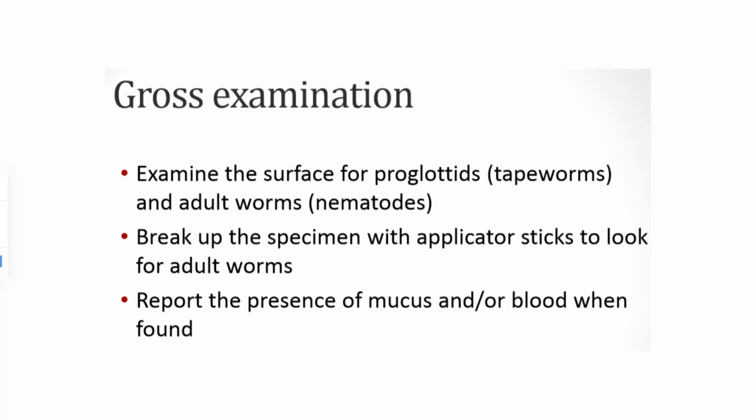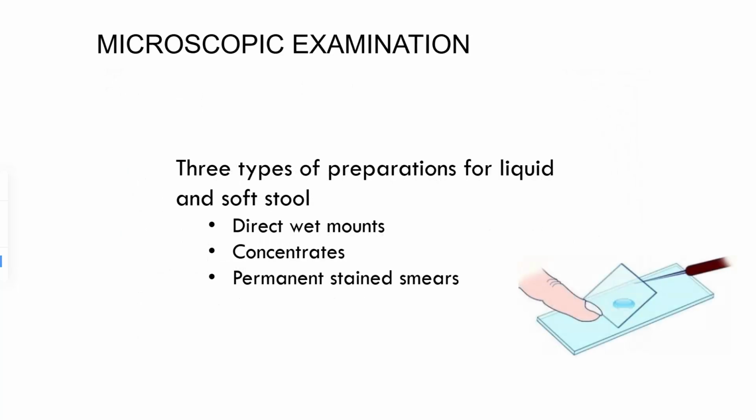Examine the surface for proglottids, for tapeworms, and adult worms if they're nematodes. Break up the specimen with an applicator stick to look for adult worms. Report the presence of mucus and/or blood when found. And then there are 3 types of preparations for liquid and soft stool. You can do direct wet mounts, concentrates, and permanent stained smears.